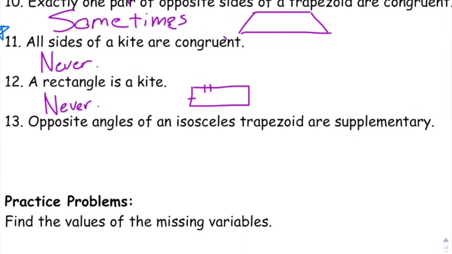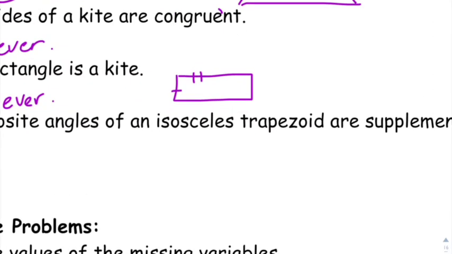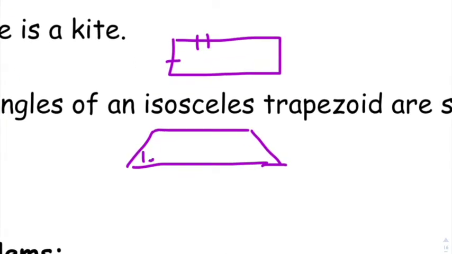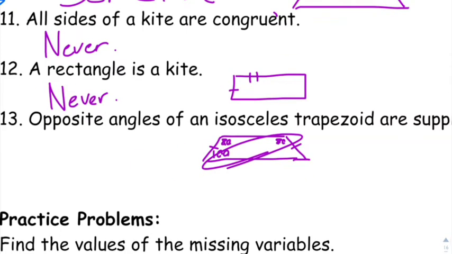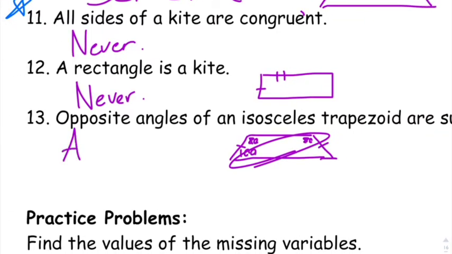Opposite angles of an isosceles trapezoid are supplementary. So let's think about this. Opposite angles are supplementary. So let's draw an isosceles trapezoid. Let's say this is like 100 right here. And then we know that this side has to be 80 if it's a trapezoid. But if it's isosceles, remember that the base angles have to be the same. So those angles that are across from each other are going to be supplementary. So I will say always.